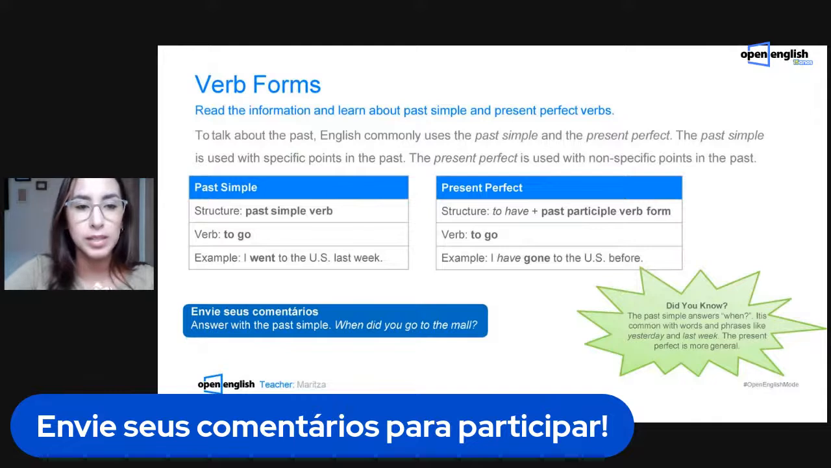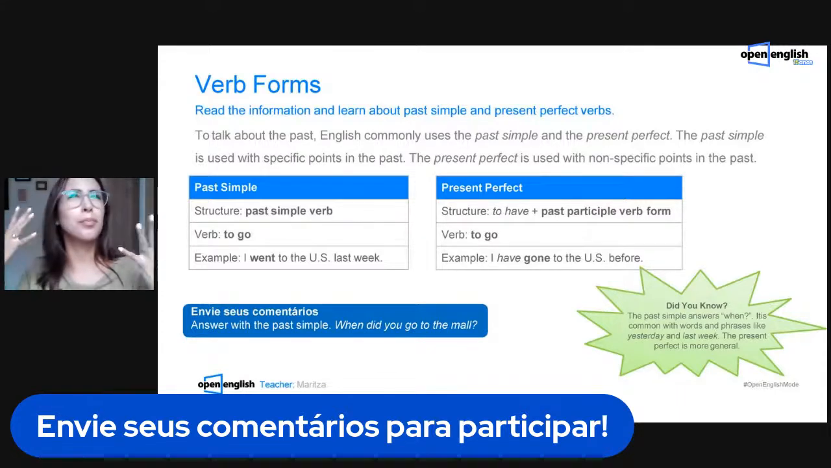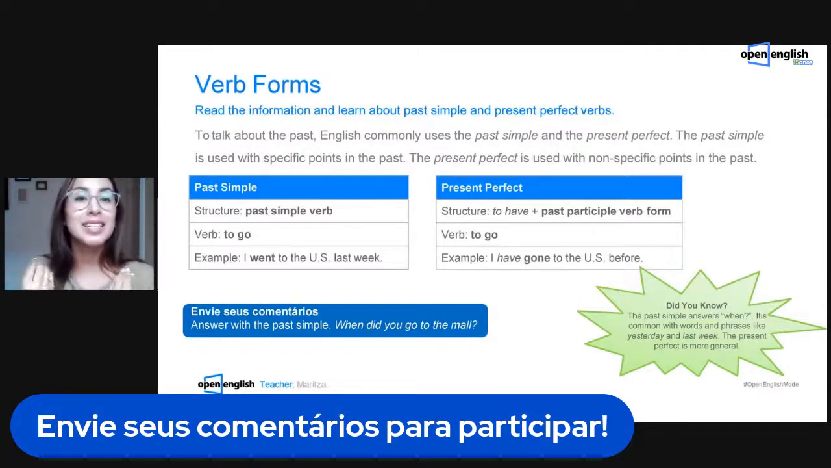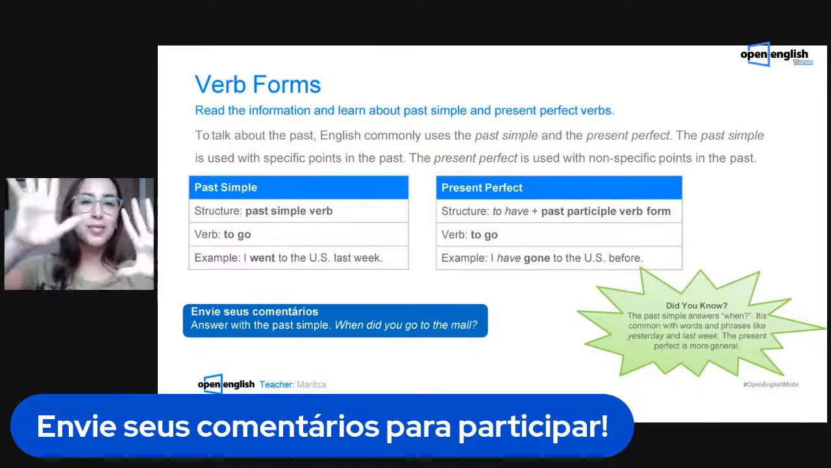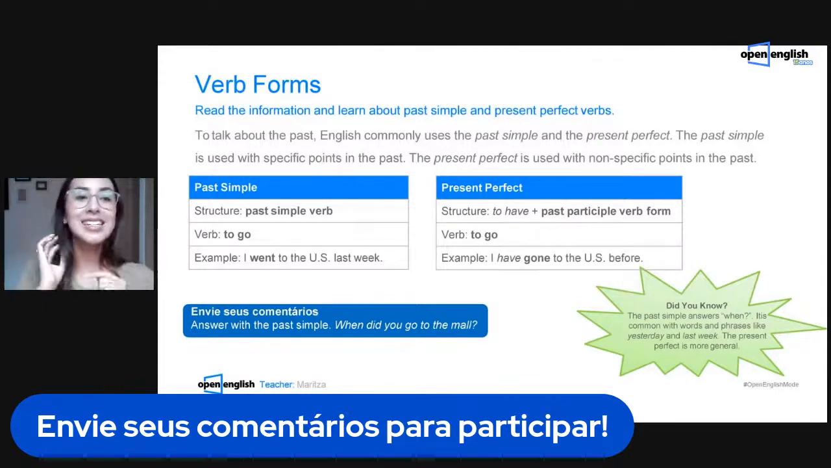So verb forms. To talk about the past, we use past simple verbs and present perfect. Lots of times in English classes, you hear present perfect, present past, lots of different words, and it can be difficult to remember all of the different tenses. So let's take a look at 2 tenses that are quite similar: the past simple and the present perfect tense.